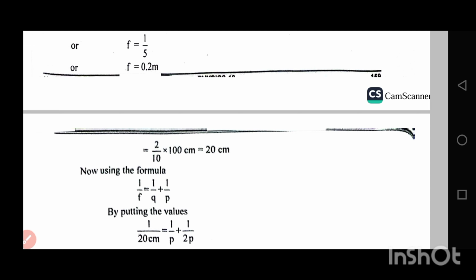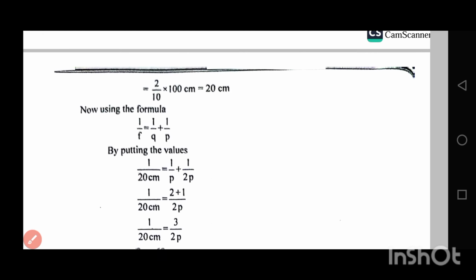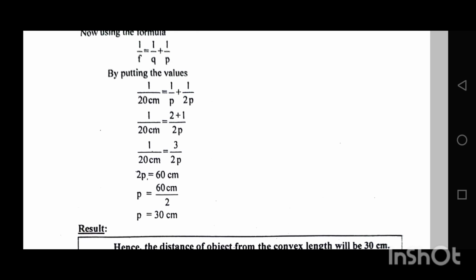Now we calculate distance of the object from the lens. So we use the formula 1 over f is equal to 1 over q plus 1 over p. After putting the values, we get the result, that is p is equal to 30 centimeter. So dear students, these are the numericals from 12.7 to 12.12.